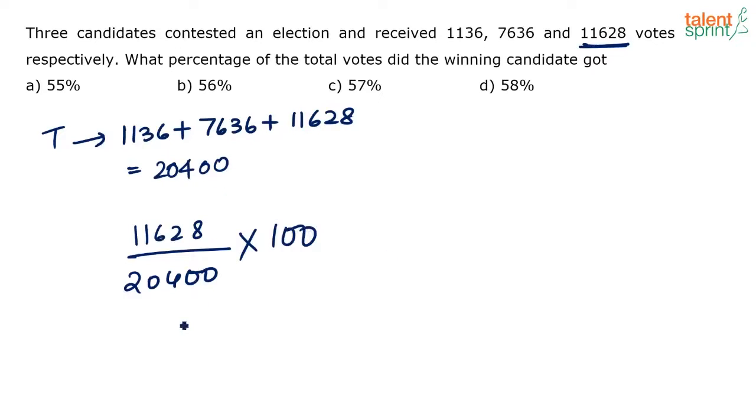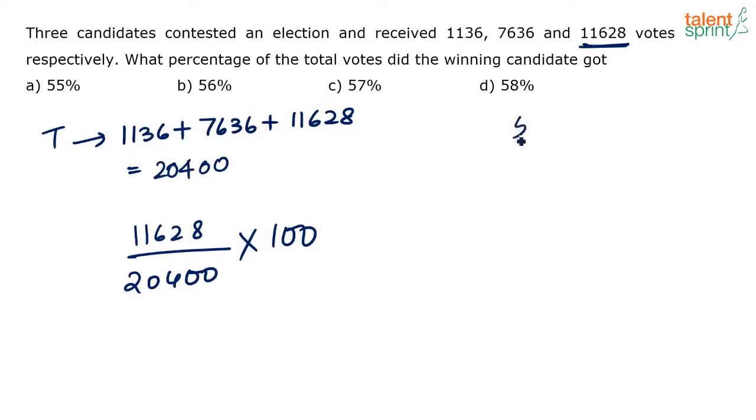Now, how do you solve at this point? These numbers, how will you solve? Because the percentages are also very close by, correct? You know this 11628 is definitely more than 50% of 20400, but again here the options are 55, 56, 57 and 58. So how you can easily do it is try to split the percentages.